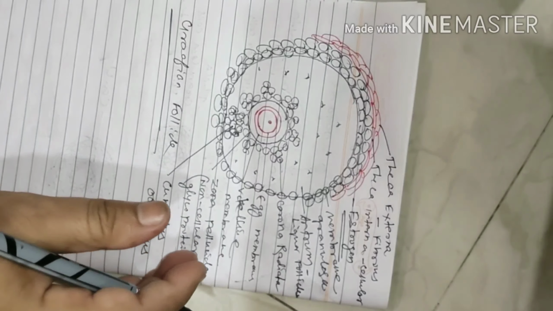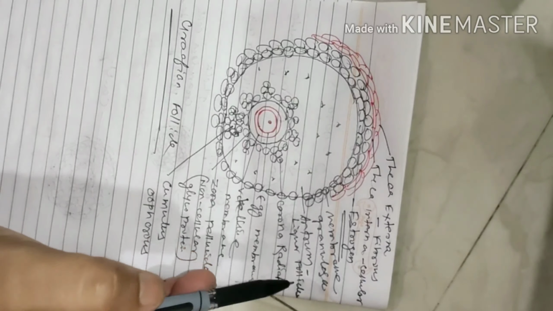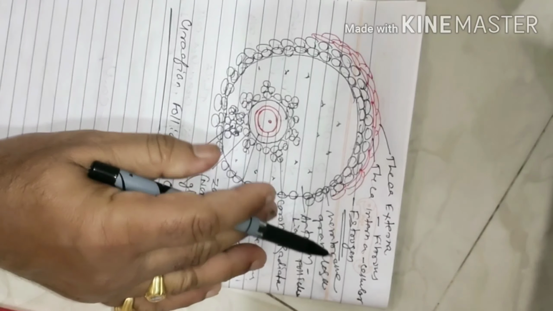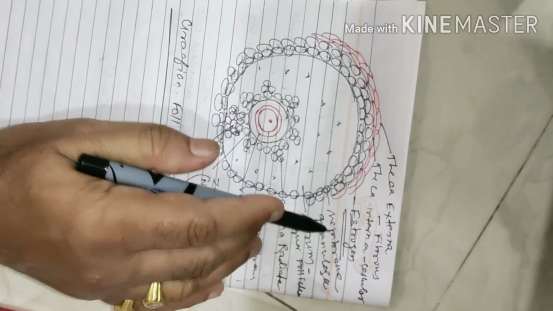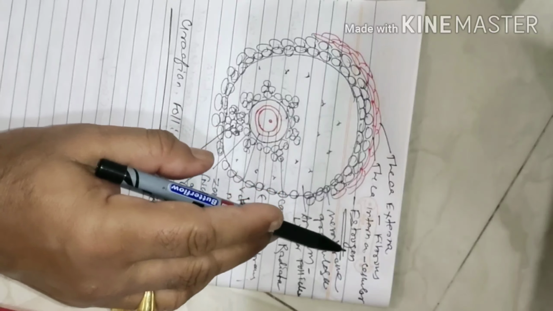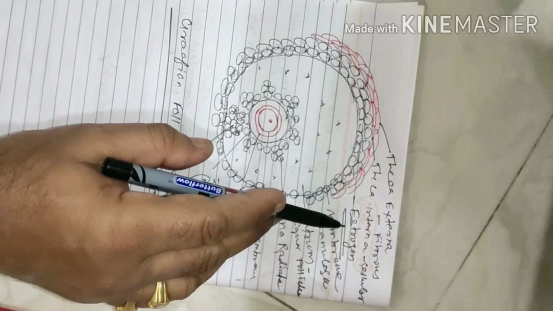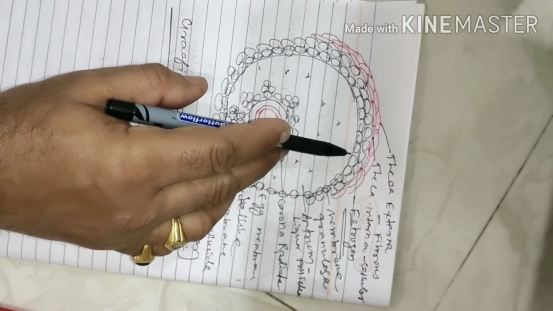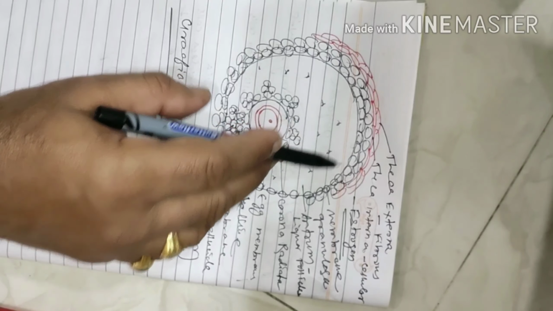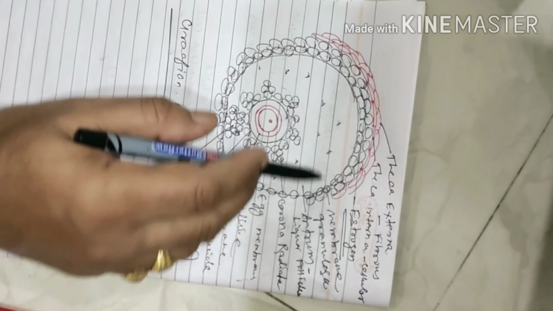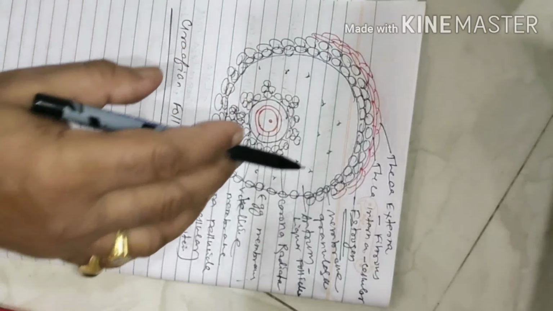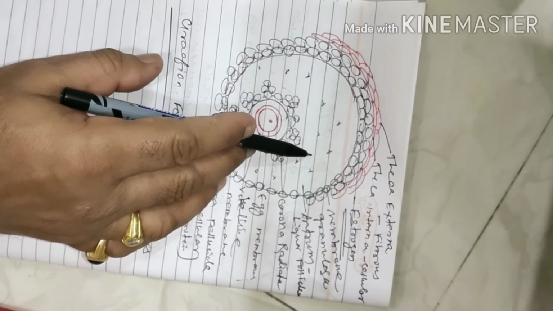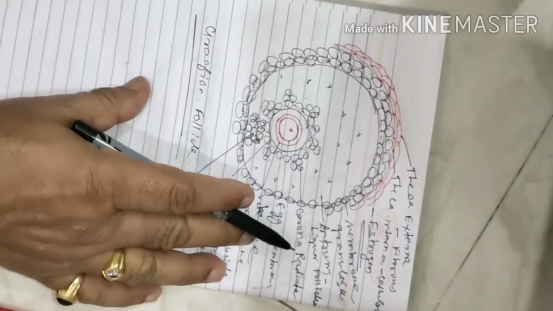So the Graafian follicle is a complex structure. It is covered by the outer theca externa, which is a fibrous layer, followed by the theca interna, a cellular layer that produces estrogen. Below the theca interna is the membrana granulosa, which encloses a cavity called the antrum. The antrum contains liquor folliculi.